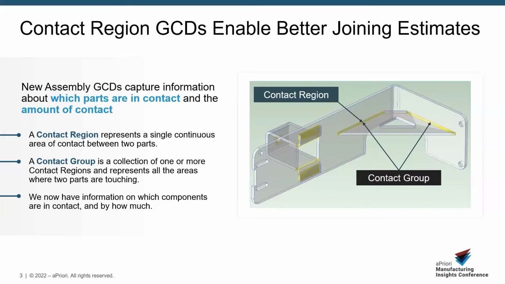Now, as with any change of this nature, where we're gathering new information and creating new GCDs, there is a performance impact, and the GCD extraction for assemblies now does take a little bit longer. However, in most of our testing, this was just an extra few seconds of time for most of the assemblies that we tested. But if you find that in your environment, GCD extraction for assemblies has slowed down too much, and you are still using an existing configured digital factory, which doesn't yet make use of contact regions, we have put in a site variable to toggle their extraction. So this behavior and the extraction of these can be disabled if desired.